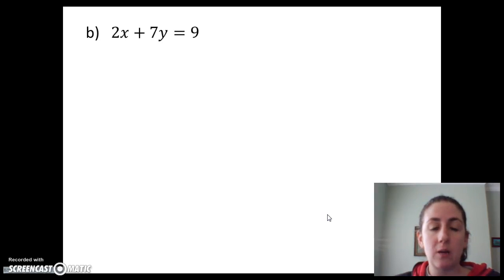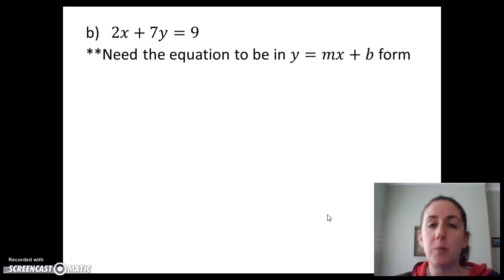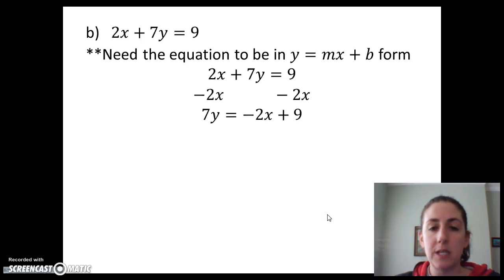Let's do that again. 2x plus 7y equals 9. Again, we're going to have to put this into y equals mx plus b form. So we'll start by getting rid of the 2x and subtract that from both sides. When we do, we're left with 7y equals negative 2x plus 9. Now, y is still not by itself, so we're going to have to divide both sides by 7. Just like we did before, dividing this entire side by 7 means you need to divide each of the pieces by 7. So we're going to separate that out.